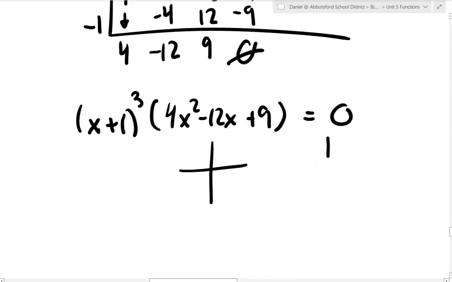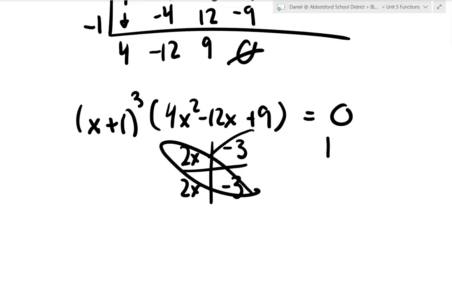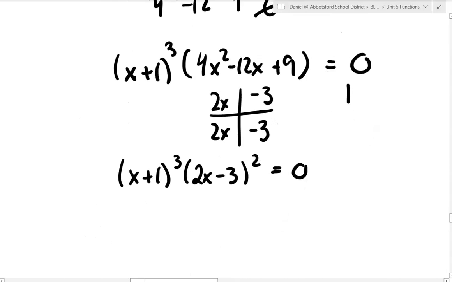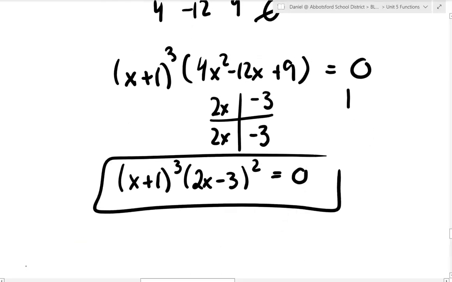This is hopefully factorable. I guess I'll try 2x and 3. I need positive 9, but the inside's negative, so I'll make them both negative. So I have a negative 6 and a negative 6, which get me a negative 12. So it looks like it's good. So I have (x plus 1) cubed and (2x minus 3) squared equals 0. So if I wanted it fully factored, I would just do this.